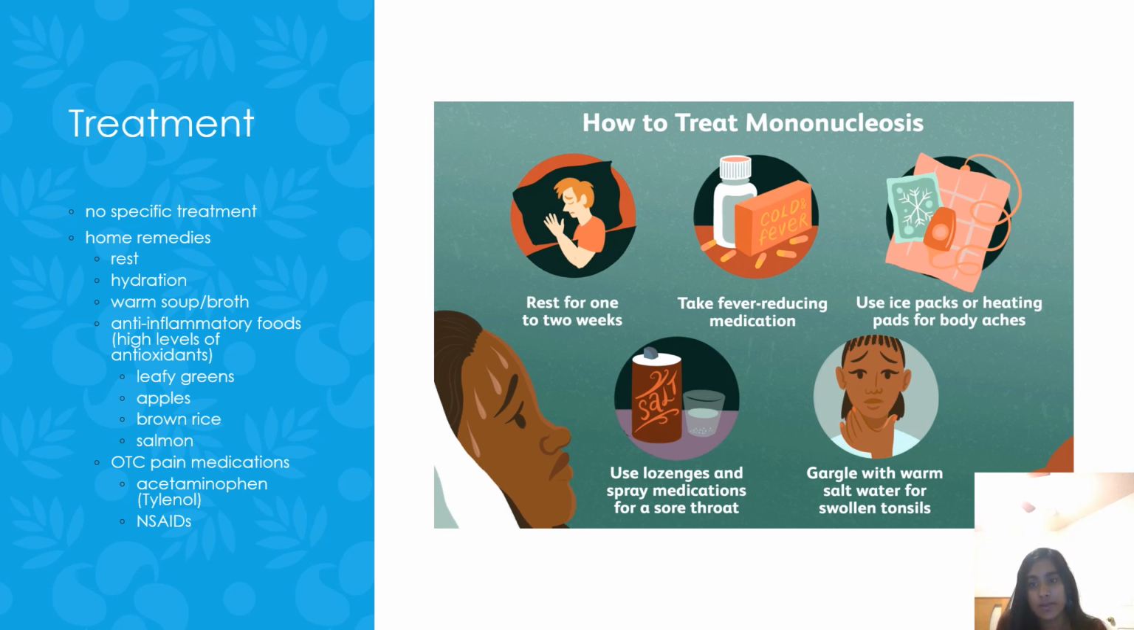Doctors would also recommend that you stay away from contact sports if your spleen is enlarged, because doing anything too physical can rupture your spleen, and that can cause further complications that should most definitely be avoided.